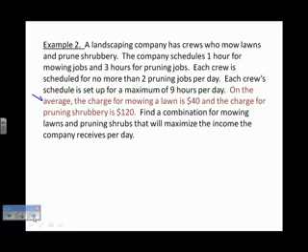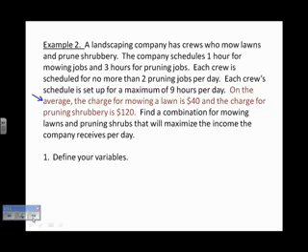Notice that the statement I just read is in red. That's because it is similar to the last function that you saw in red. It's a very important function or statement. Find a combination of mowing lawns and pruning shrubbery that will maximize the income the company receives per day.